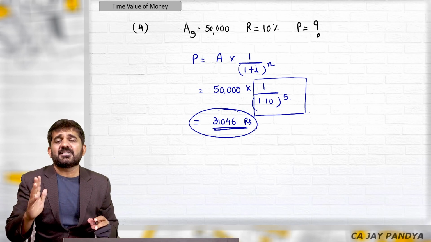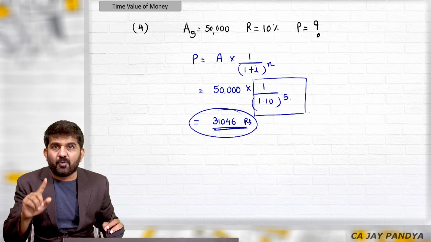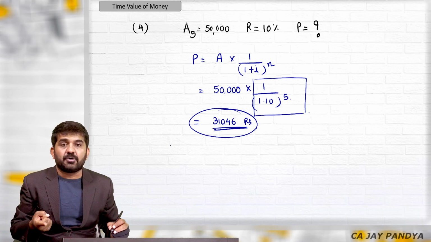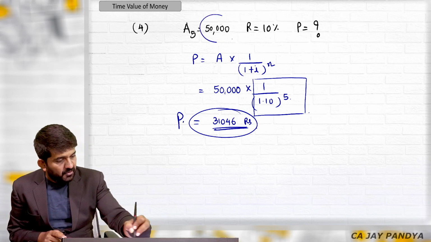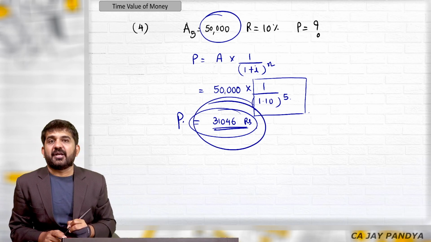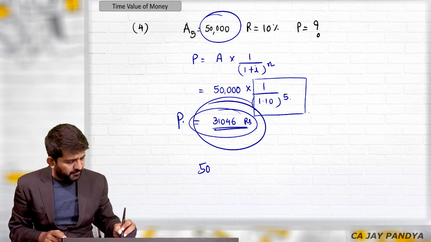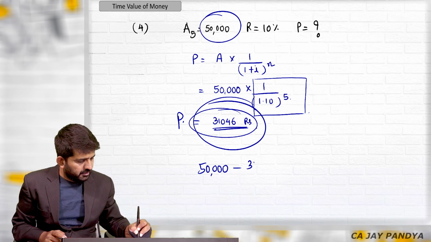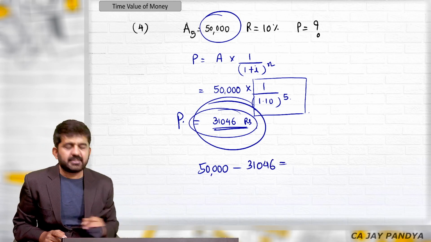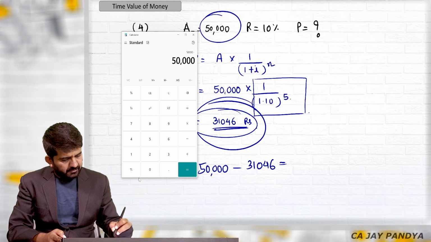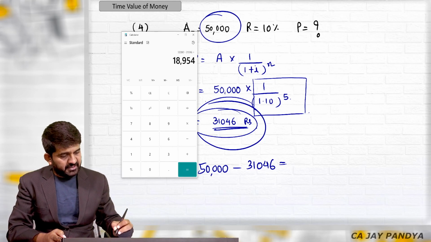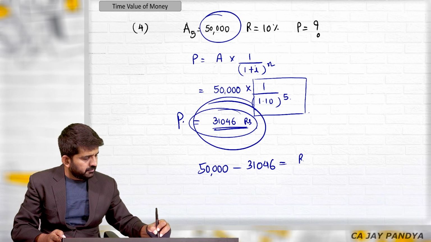So it is just a simple question of present value. Why present value, or why is it termed as compounding? We are finding out present value. We are removing the interest. Let me find out the difference between 50,000 and 31,046. 50,000 minus 31,046 is 18,954.